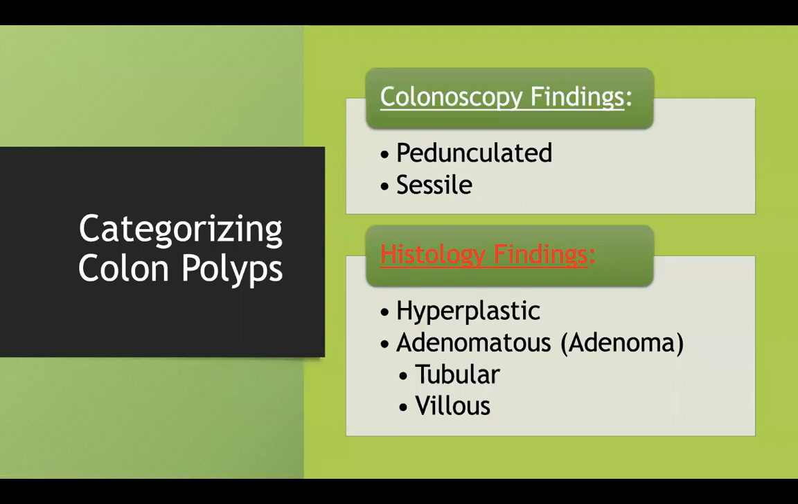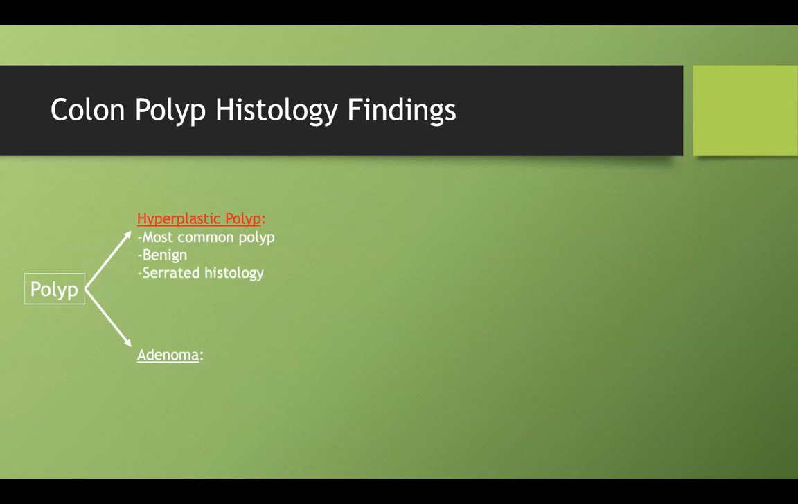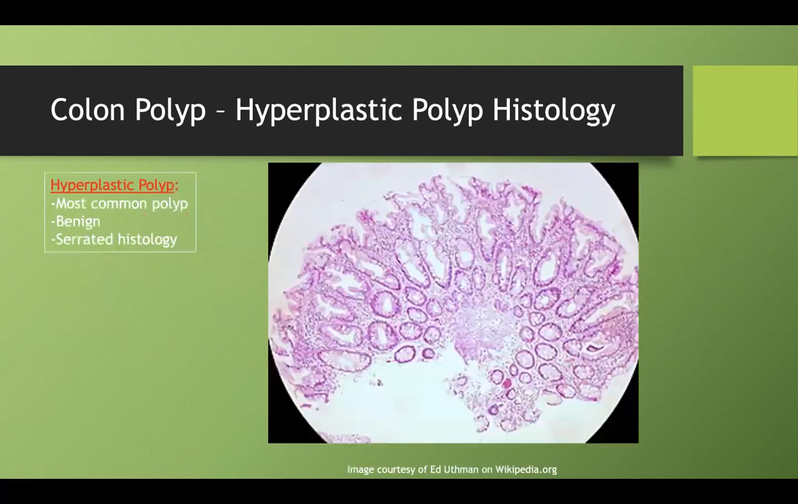So let's talk about what you find under a microscope now. If you have a polyp and you biopsy it, you can get one of 2 things. You can either get a hyperplastic polyp or you can get an adenoma. Hyperplastic polyps are very common, and fortunately, they're benign. They're not even pre-malignant, completely benign. They have something called a serrated histology or a sawtooth histology. So here is a benign hyperplastic polyp. Just remember that serrated is a sawtooth pattern, and you can kind of see that here, the sawtooth pattern as I've drawn in.